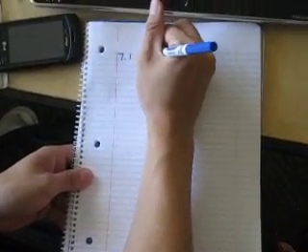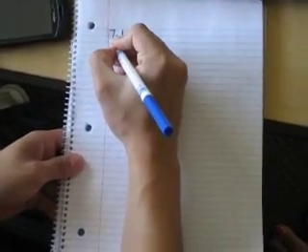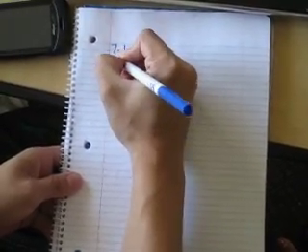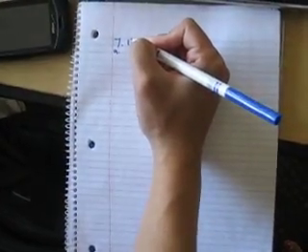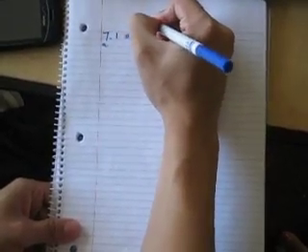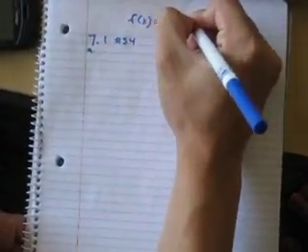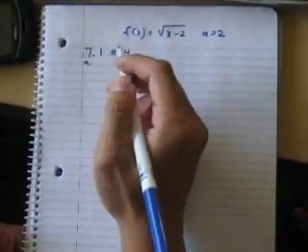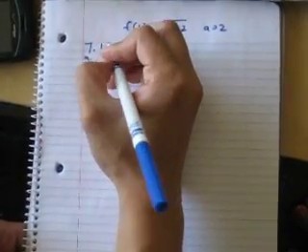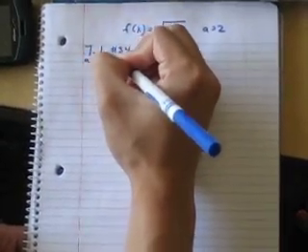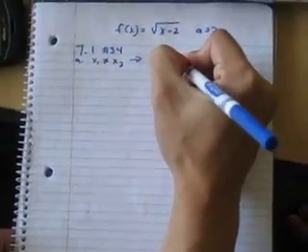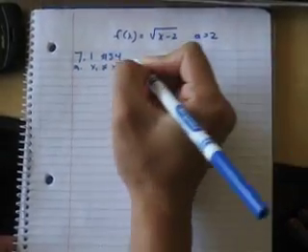So this is 7.1, number 34. Okay, part A asks to show that f is 1 to 1, and f of x equals... So to prove that f is 1 to 1, x1 doesn't equal x2, which therefore implies that f of x1 doesn't equal f of x2.